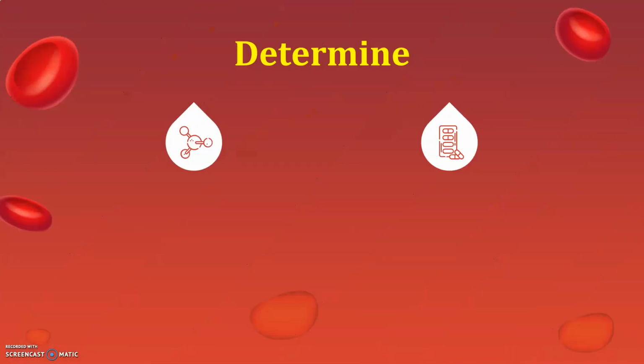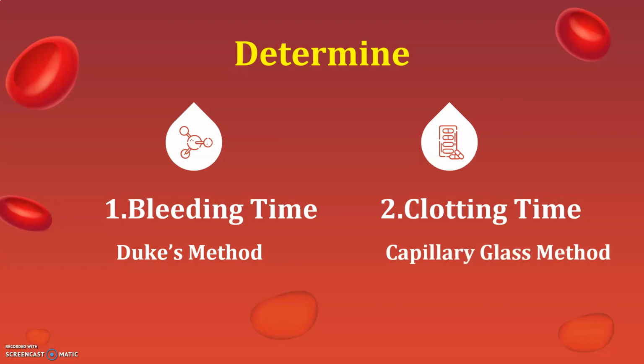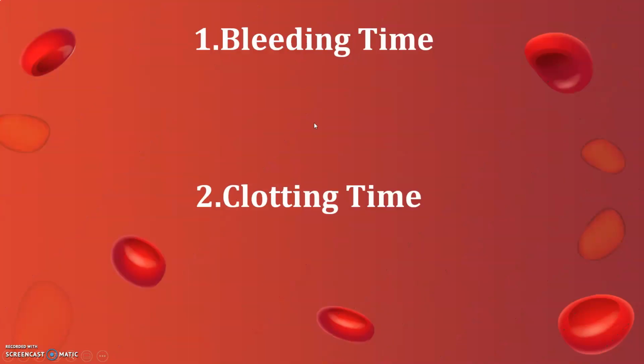And the next very important, what is the title of today's discussion? Number 1 is bleeding time. We can determine the bleeding time with the help of the popular method, Duke's method. Second, we will cover in this video determination of bleeding time also with the help of the capillary glass method. So remember what the methods are and which method is useful for which type of time, that is bleeding or clotting.